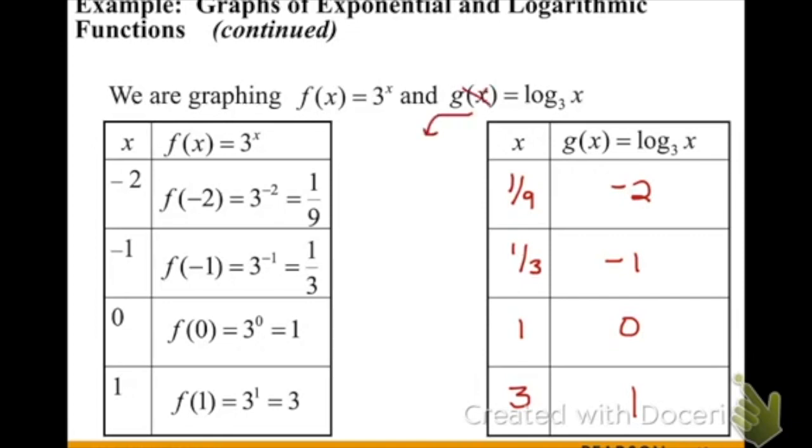If we look at these, this is the same thing as saying 3 to the y power equals x. So instead of plugging in values for the x's, we're actually plugging them in for the y's. It's just rewriting like we learned how to do last lesson. So instead of log base 3 of x, it's the same thing as saying 3 to the y power equals x. So 3 to the 0 power is 1, 3 to the first power is 3, 3 to the -1 power is 1/3, and 3 to the -2 power is that 1/9. We're swapping those guys.